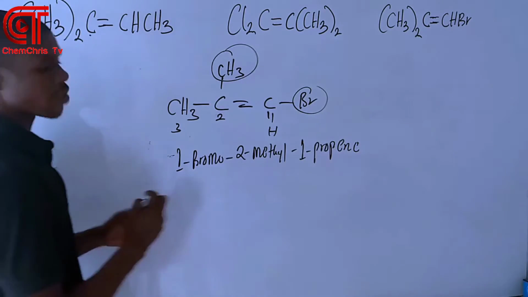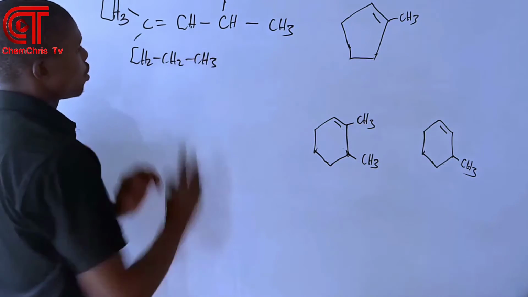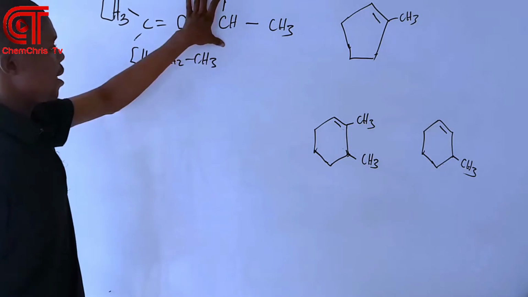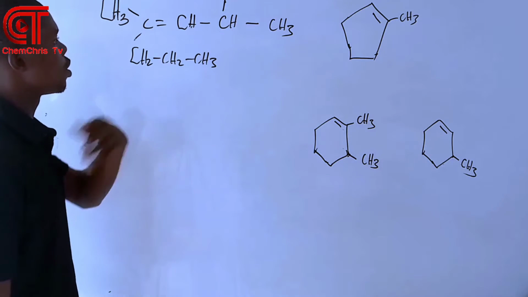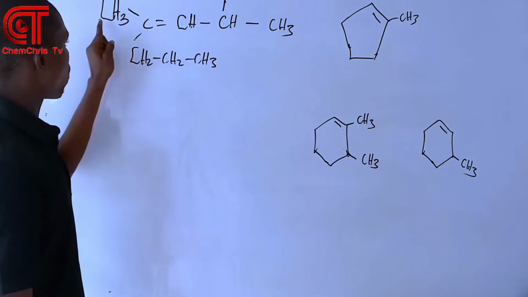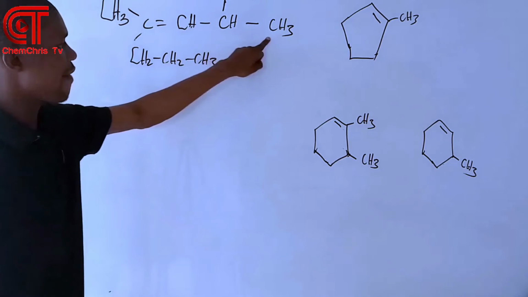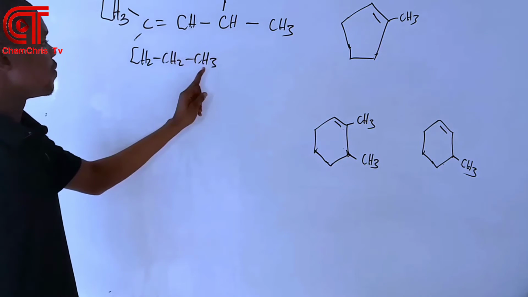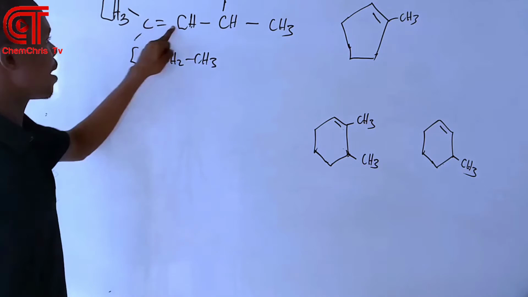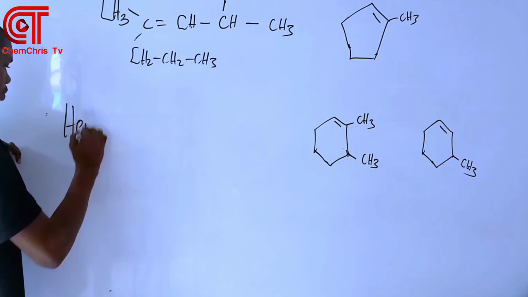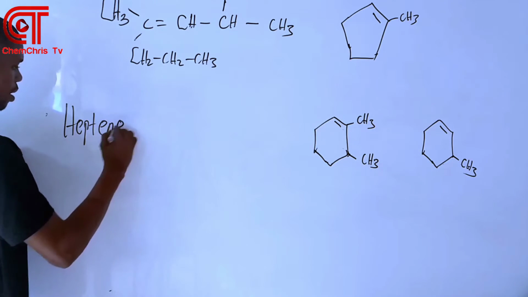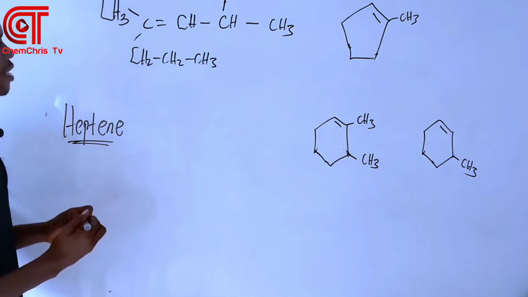That is it. So now let's move to the next one. So now let's name this one on the board here. Now here we have this one here. Now the first thing we want to do here is take the longest continuous carbon chain that contains the double bond. Do you get that? So if you start from here 1, 2, 3, 4, 5, I have 5 because there's a double bond. Start from here 1, 2, 3, 4, 5, 6, 7, 7. So heptene is the parent chain. Do you get that?